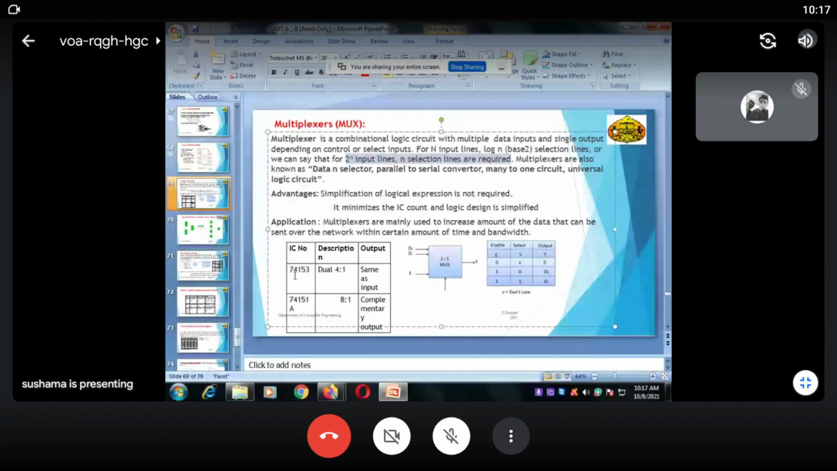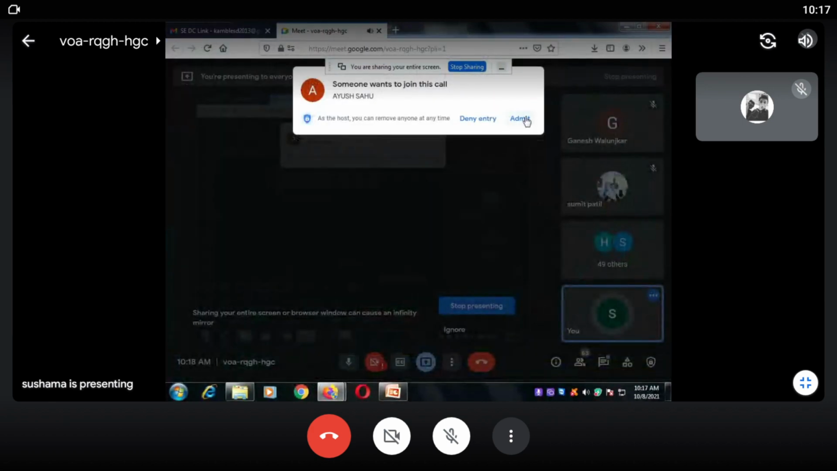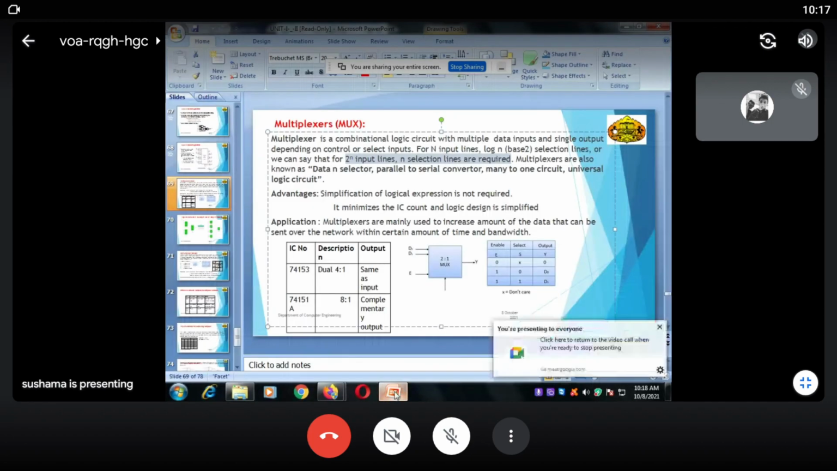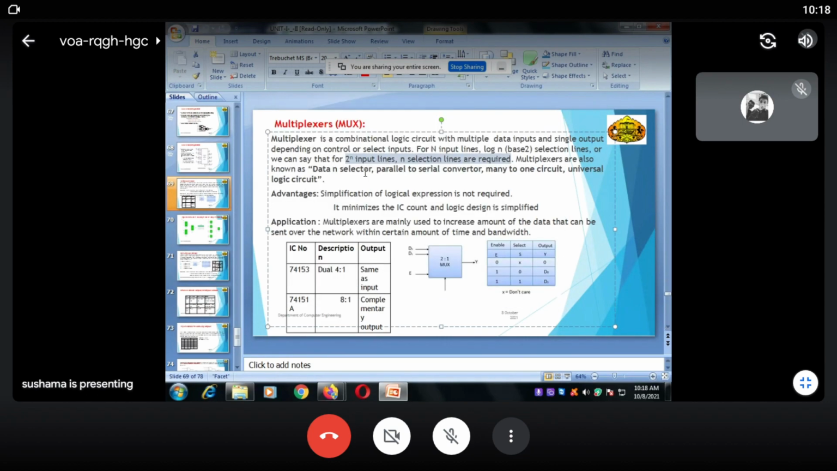The IC required for this is the 74153, which is a dual 4 to 1 multiplexer. We are getting the same output as the input. Why in digital ICs is it described like this many times? Because sometimes we get an inverted output, that's why it is specifically mentioned here. For the dual 4 to 1 we are getting the same as the input. What are the advantages of this?